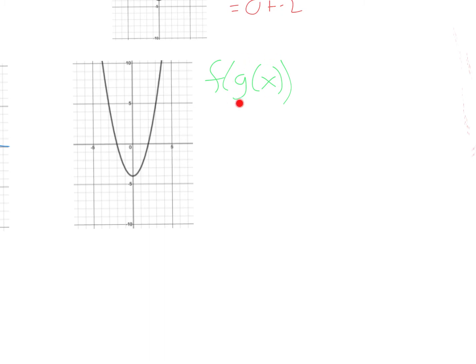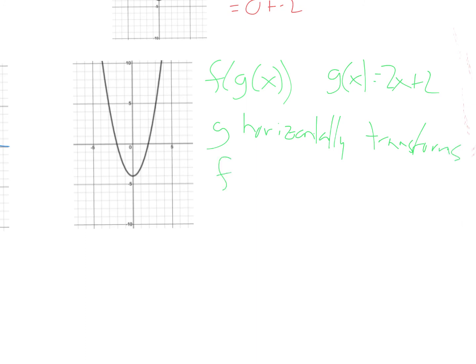And because in this case I have the equation for g of x, but not the equation for f of x, it's going to be easier for me to say that g horizontally transforms f. And how does it do that? Well, it shifts left 2, then horizontally compresses by a factor of 2.